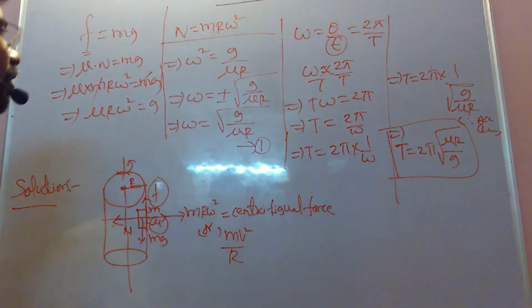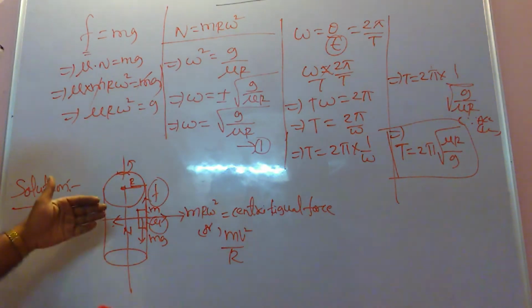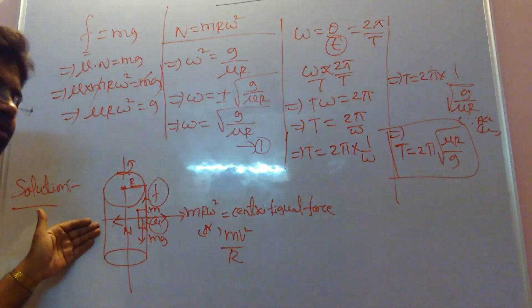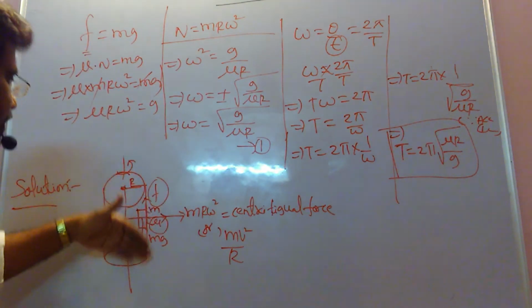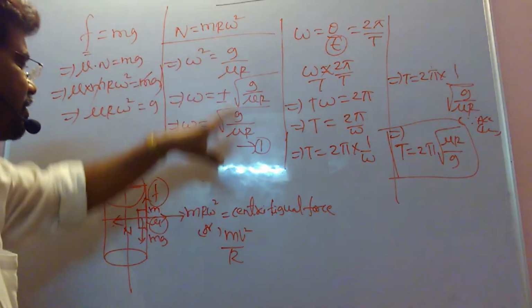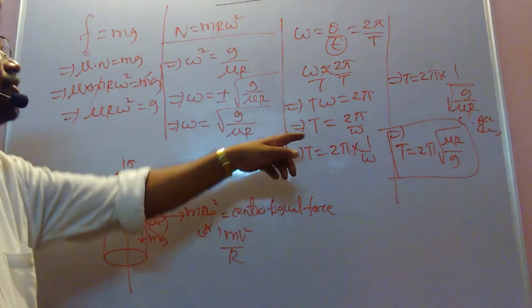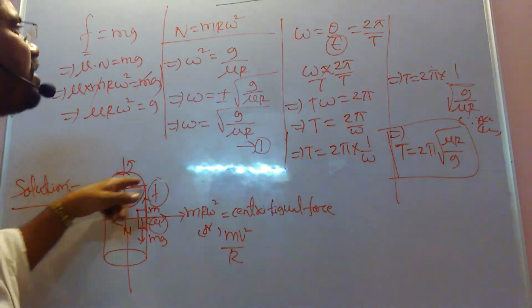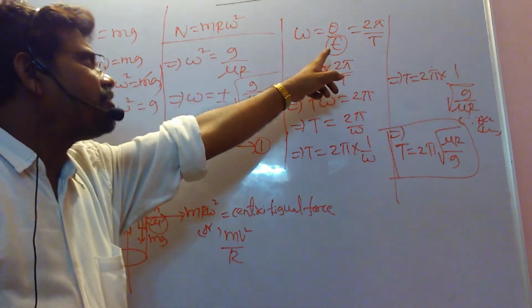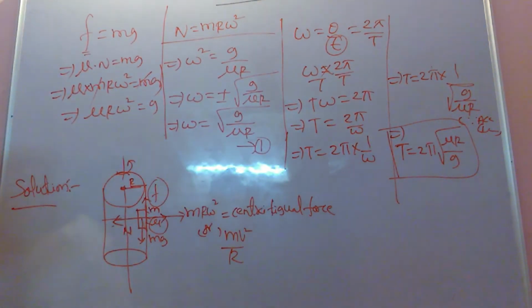Once you see all these things carefully: the force perpendicular to the plane of contact is called the normal reaction, and it is created due to the centrifugal force. The frictional force balances the weight mg. By taking these conditions, we find omega and substitute in the formula T equals 2 pi by omega. The time taken to complete one revolution is called the time period, and omega equals theta by t. From that we have got this equation.